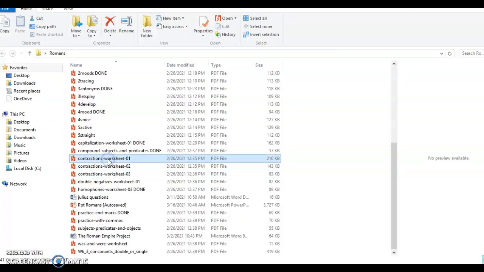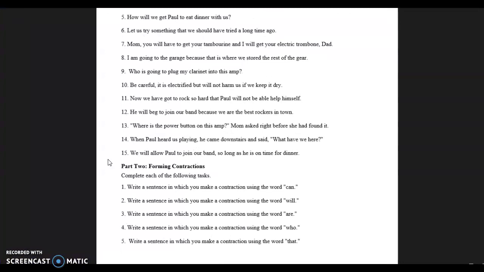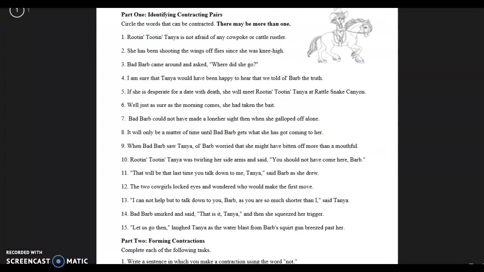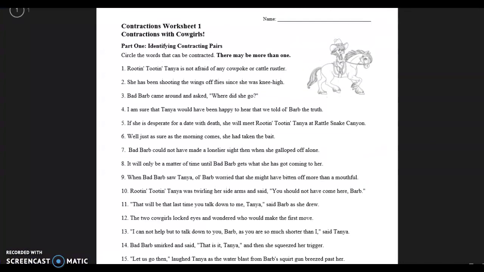3 sheets for Sunday. Sorry, 2 sheets for Sunday. So this is the first one, contractions worksheet 1. Circle the words that can be contracted. This is a tricky one because they are not writing them for you here. You have to make the contractions. Let me do the first one with you.